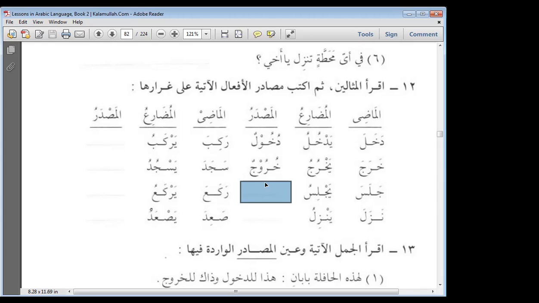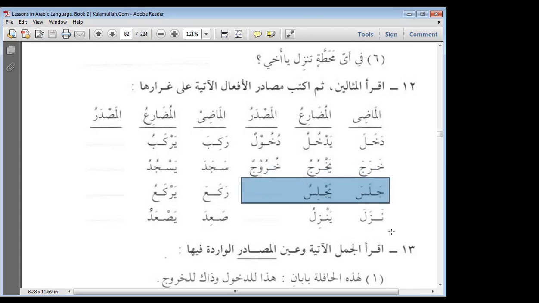Simple pattern. So dakhala, yadkhulu, dukhulun. Kharaja, yakhruju, khurujun. Jalasa, yajlisu, julusun. Jim, dhamma. Lam, dhamma, wow. Sin, tanween, dhamma. Okay? Again. Jalasa, yajlisu, julusun.